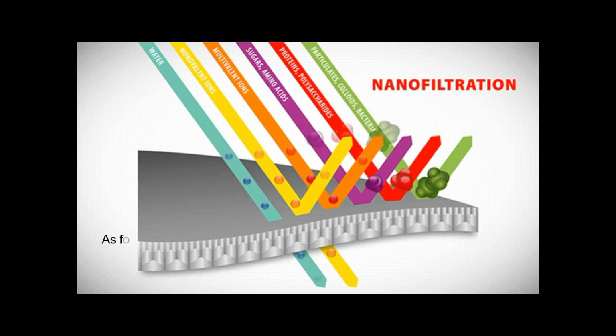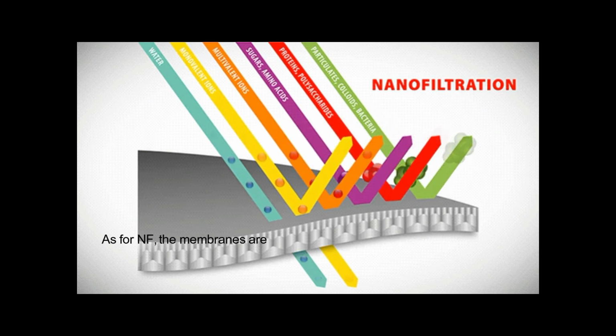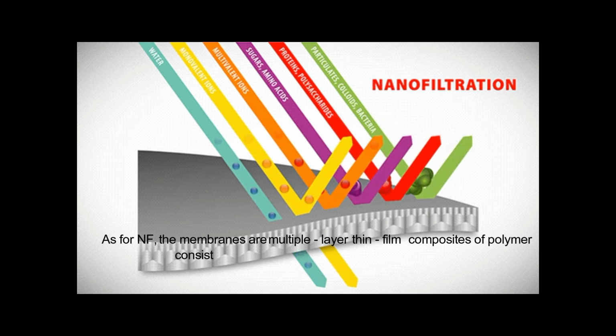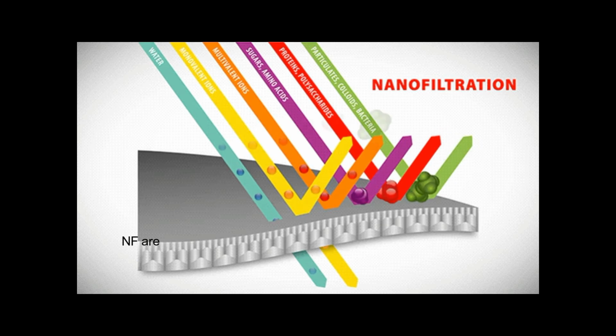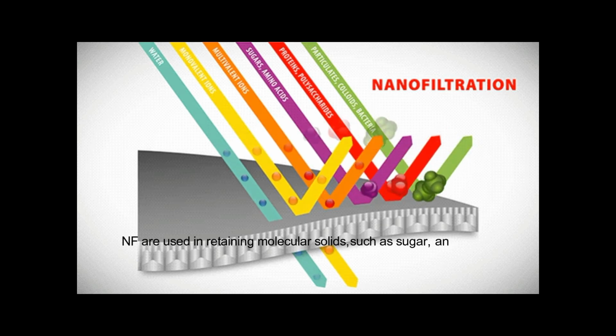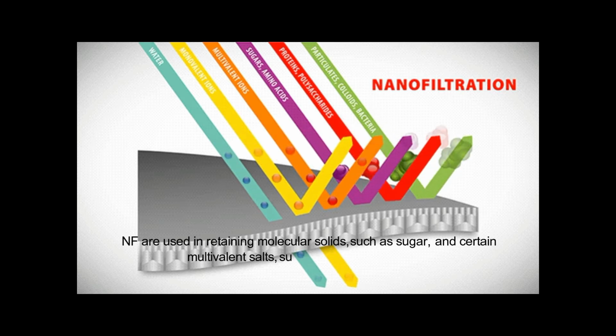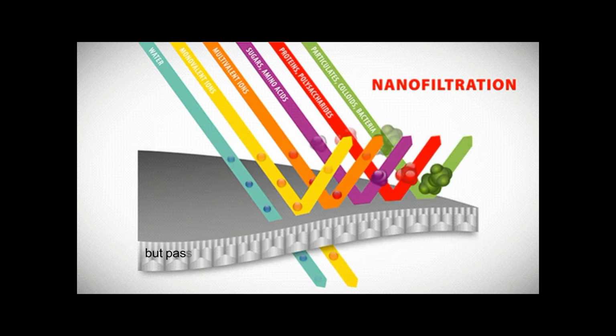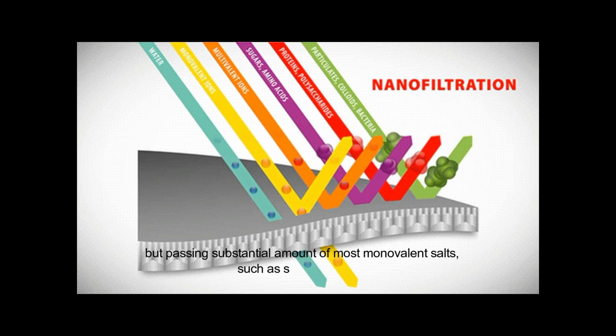As for nanofiltration, the membranes are multiple layer, thin film composites of polymer consisting of negatively charged chemical groups. Nanofiltration is used in retaining molecular solids such as sugar and certain multivalent salts such as magnesium sulfate, but passing substantial amounts of most monovalent salts such as sodium chloride.